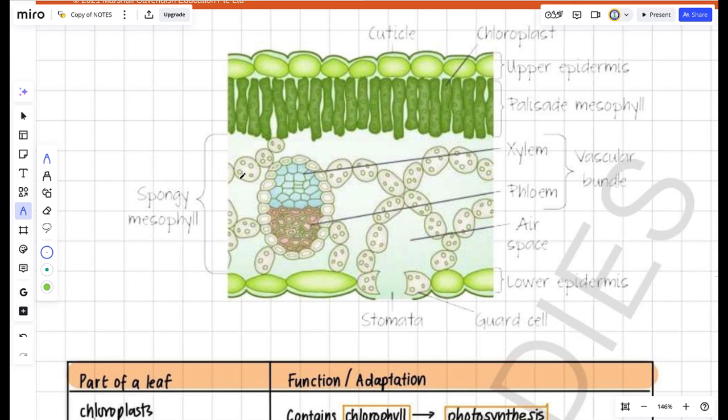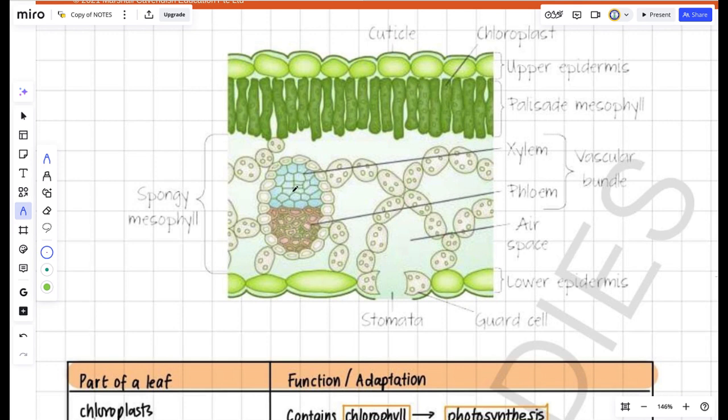Inside the spongy mesophyll, we have other things. First of all, the xylem vessels. This one here, found in the spongy mesophyll layer of the leaf, is the xylem vessels. And then we have the phloem tubes. Both the xylem and the phloem are used for transportation.